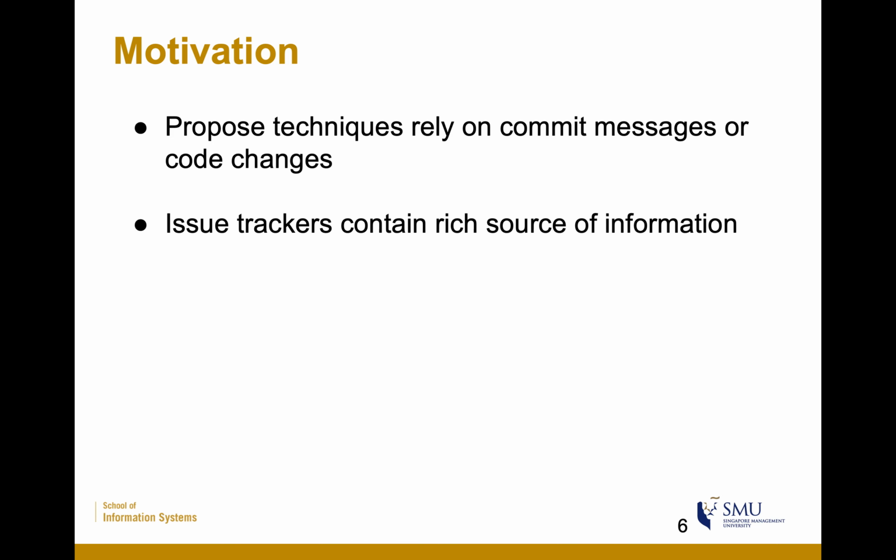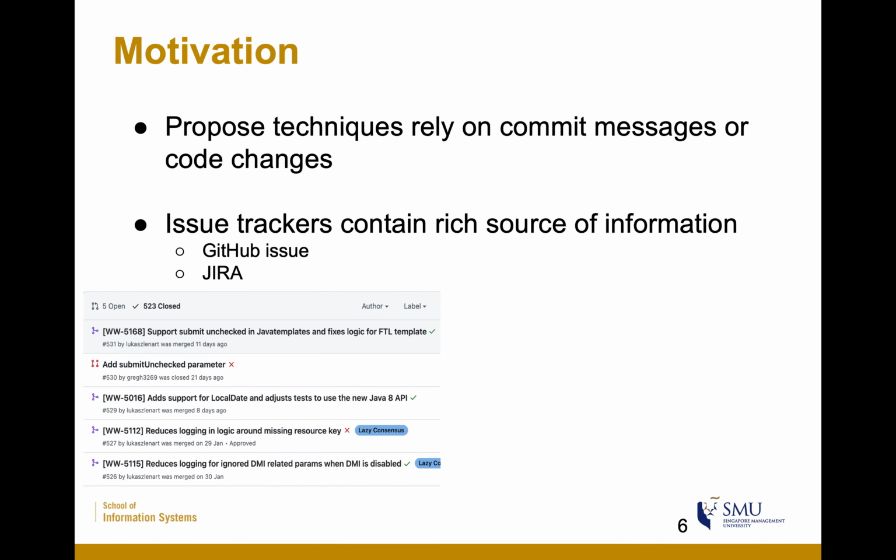However, there is another rich source of information which can be used. There are issues and discussion corresponding to this commit. They can provide us useful information such as stack traces, bug consequences, or even solutions for the vulnerabilities. Two examples of issue trackers are GitHub issues and Jira.